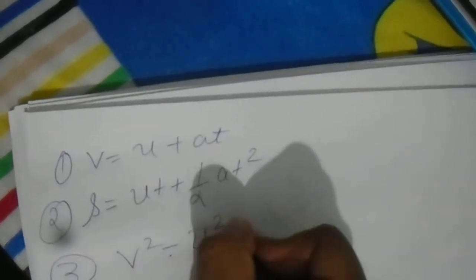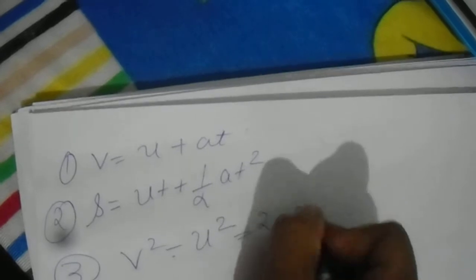After this, moving on, we have three equations of motion. First equation is v equal to u plus at. Second is s equal to ut plus half at square. Third is v square minus u square equal to 2as.